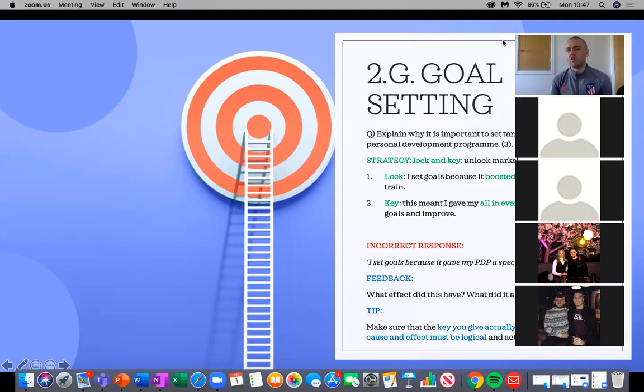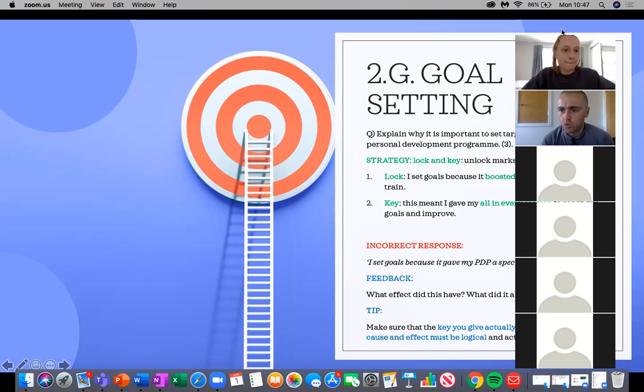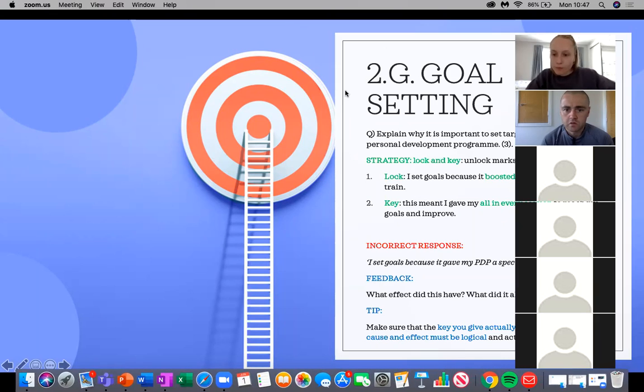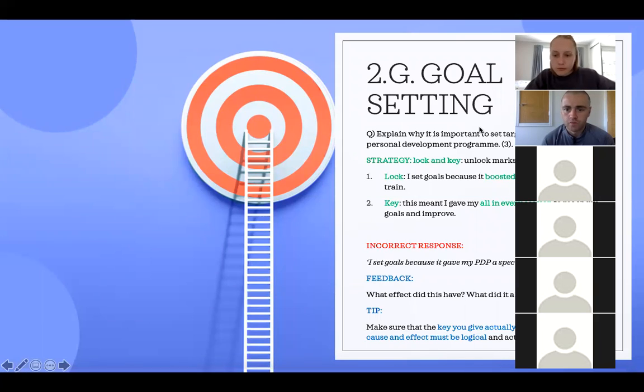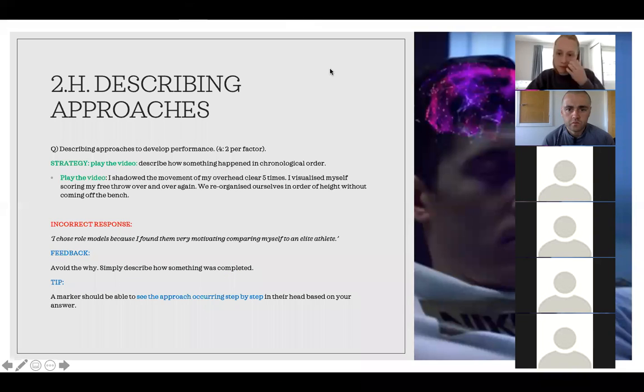So 2H, we understand 2H, yeah, we're okay with that, just explaining why it's important to set goals? All good with that? So let's go to 2I. Right, 2H even, I get myself confused. 2H is when you're now describing approaches that you've used. So it's 2H1 and 2H2. You basically describe one approach for factor one, then describe one approach for factor two. And it's 4 marks overall, 2 for each.